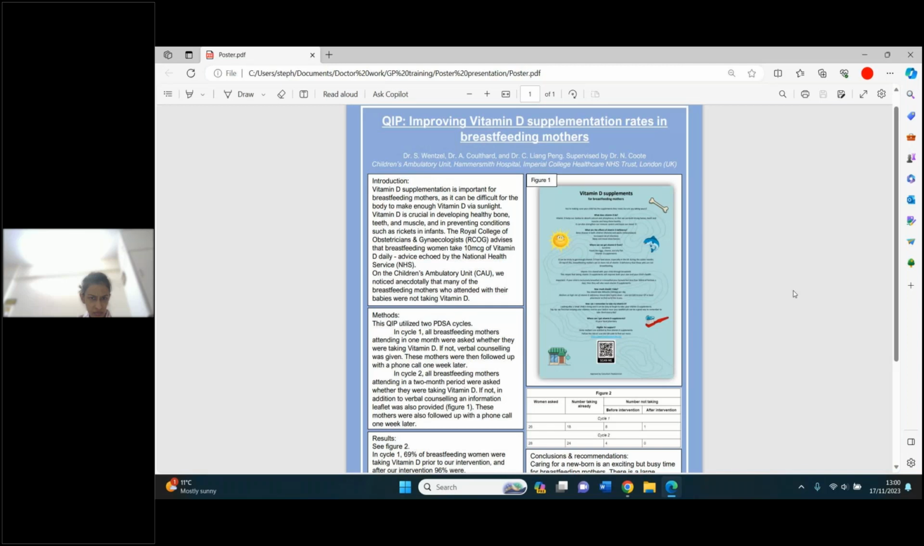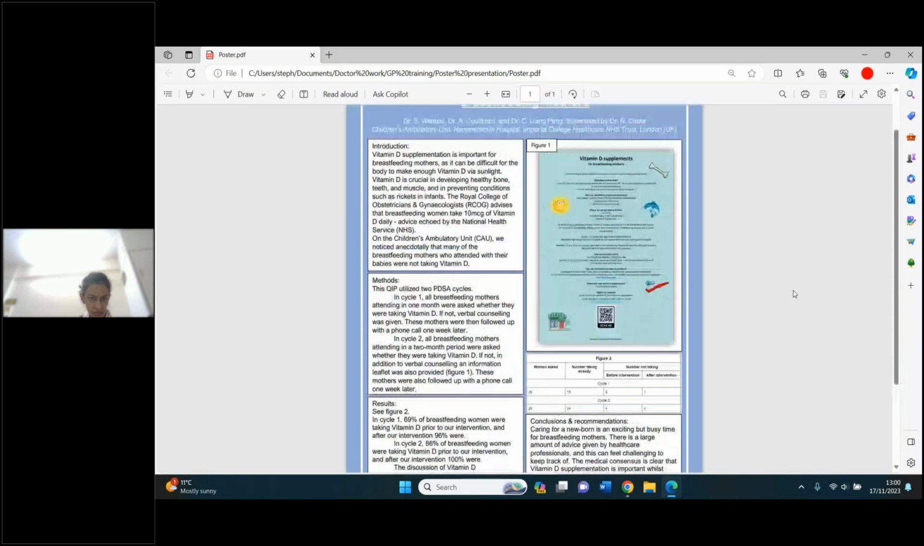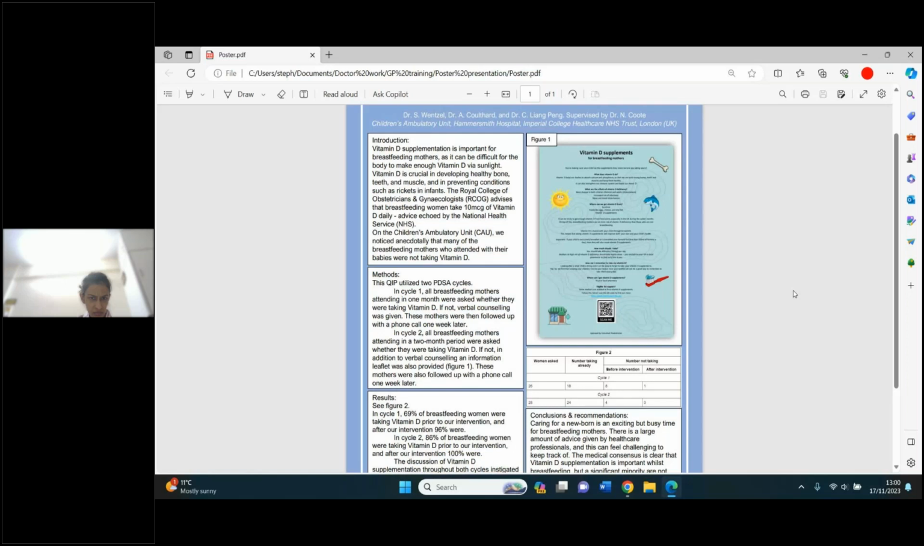As a consequence, the Royal College of Obstetricians and Gynaecologists here in the UK advises that breastfeeding women take 10 micrograms of vitamin D daily, and that advice is echoed by the NHS, the National Health Service here in the UK. Having noticed anecdotally that a number of our breastfeeding mums attending with their babies weren't taking vitamin D supplementation, we decided to investigate this and see if we could improve it.